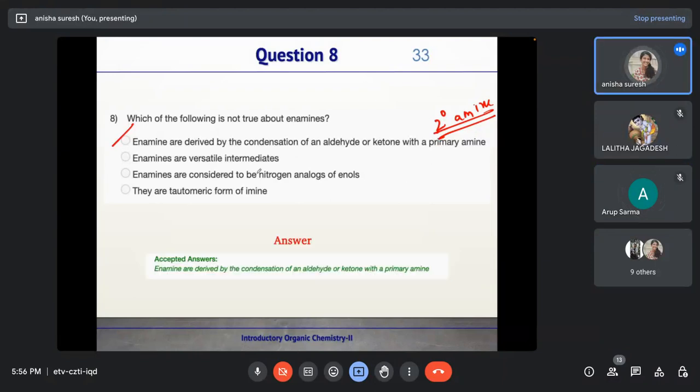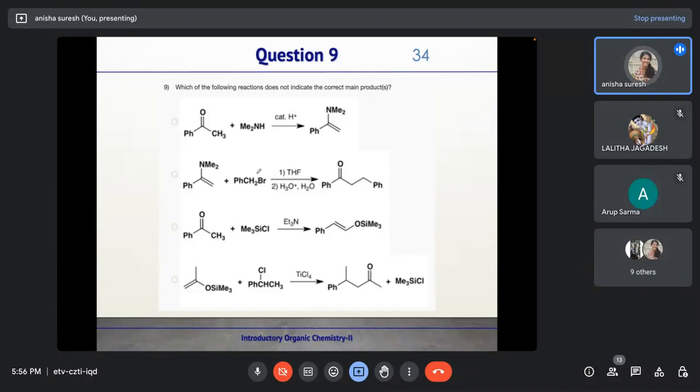So this is the right answer. Now coming to question number 9. Which of the following reactions does not indicate the correct main product? So four different reactions and their products are given, out of which one of the products that is given is not right. So you have to identify that. Which of the following reactions does not indicate the correct main product?